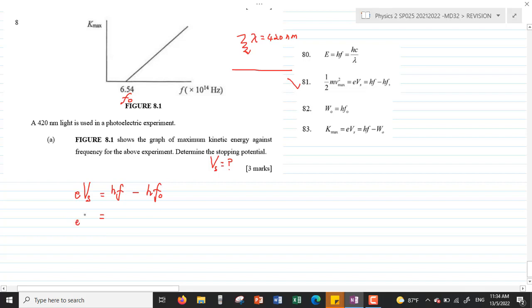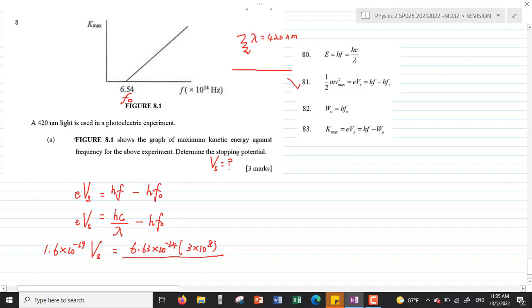So I put into the equation: frequency is c over lambda, so hc over lambda minus hf naught. Then I can put in all the values. E refers to the elementary charge, so you can refer to the value from the list of constant values. The stopping potential is what we want to determine. Planck constant, refer to the list of constants, and the same goes for c, the speed of light.